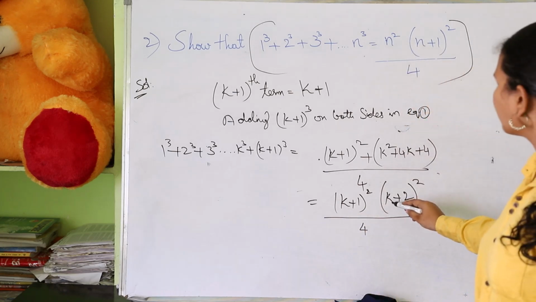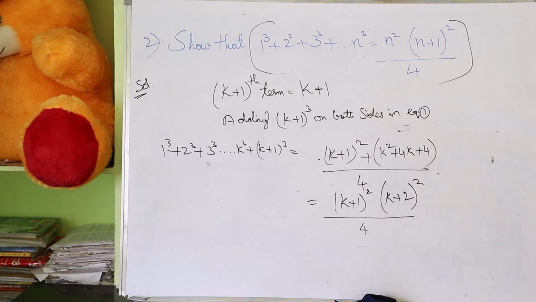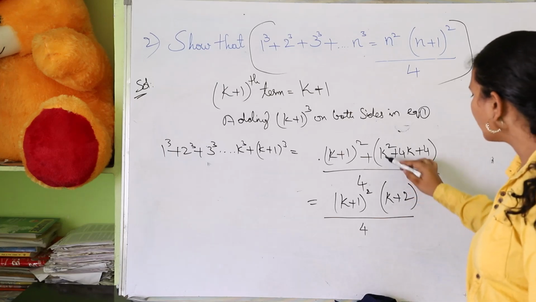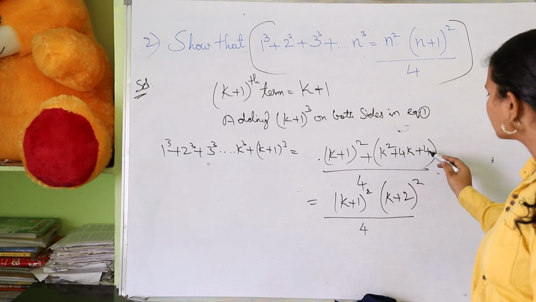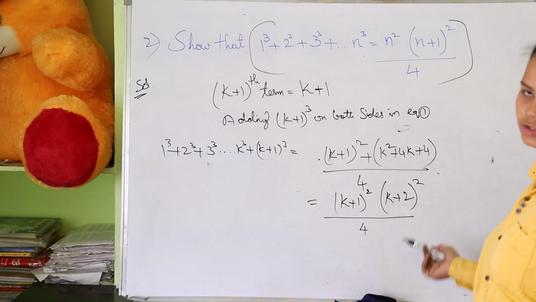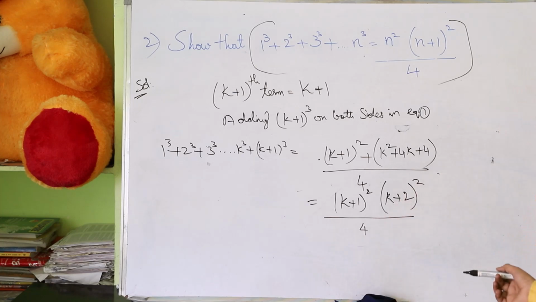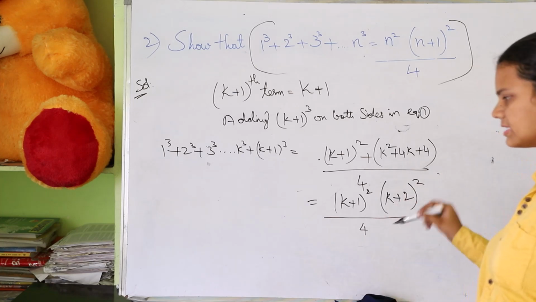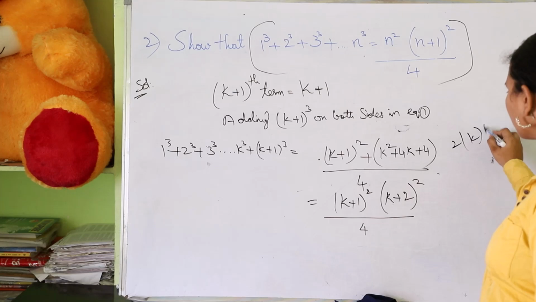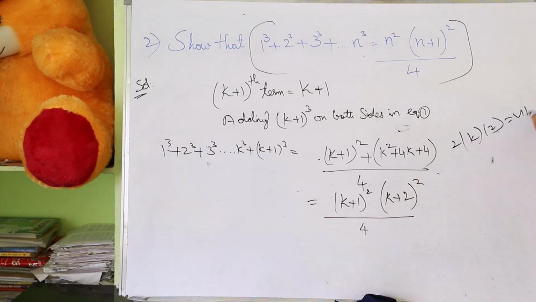This becomes a plus b whole square, right? A plus b whole square is in the form of a square plus b square plus 2ab. a square means k square, b square means 4, that is 2 square, 2 into 2, 4. Plus 2 into a into b, so 2 as it is, right? 2 into k into 2, this is equal to 4k. Are you getting it? So that's what I have written like this.